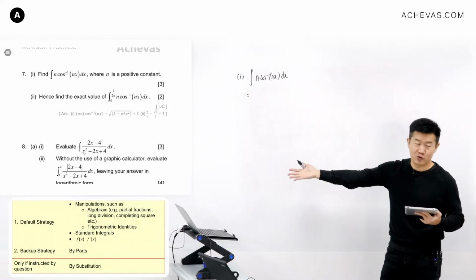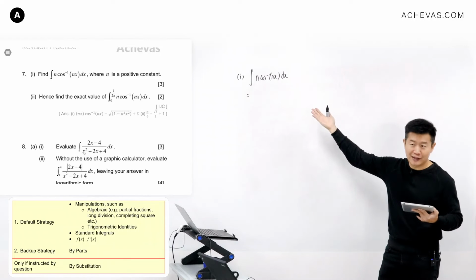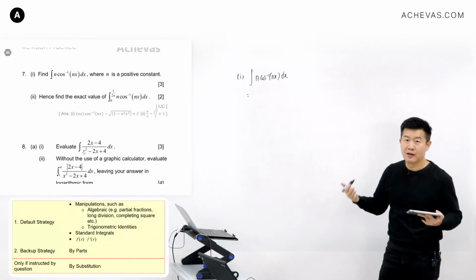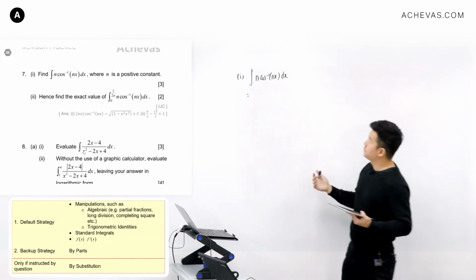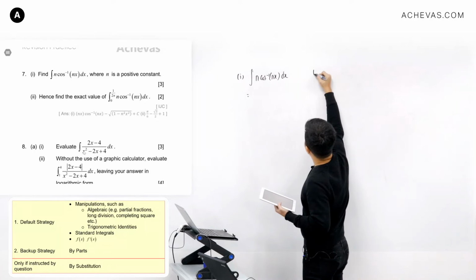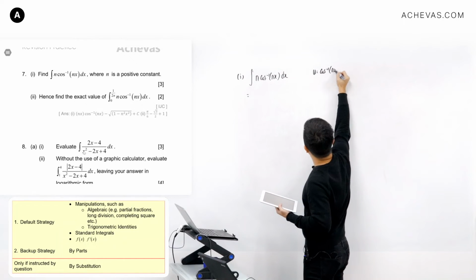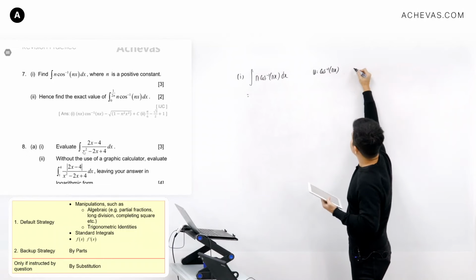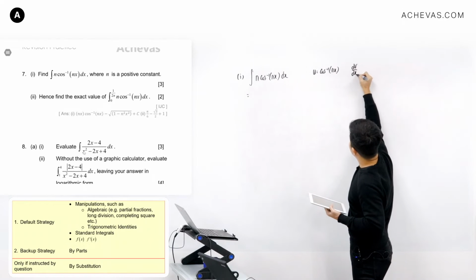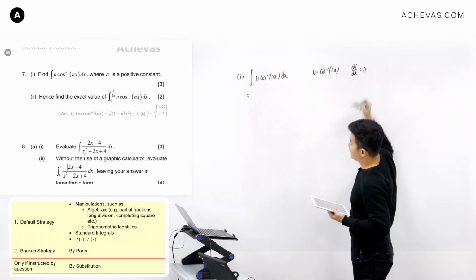That is why my default strategy should have already failed, and that means I have to make use of my backup strategy. So we are going to let u be equal to cosine inverse nx, and I'm going to just let dv dx be equal to either 1 or maybe I can just let it be n.